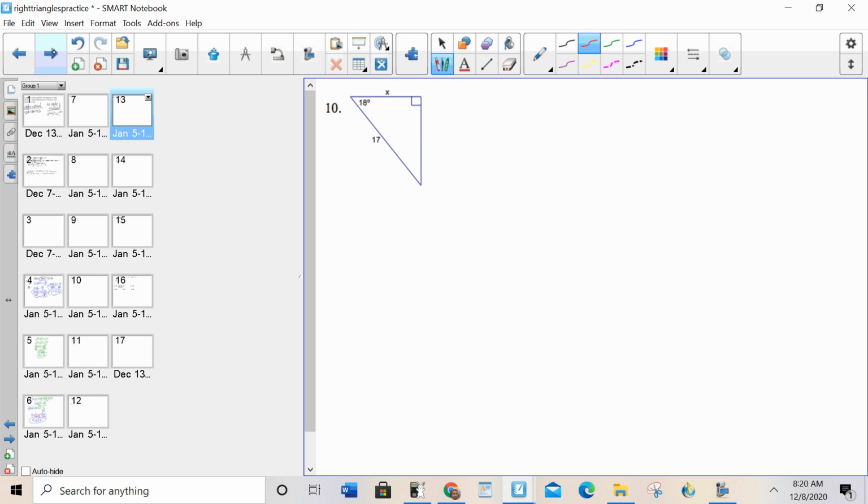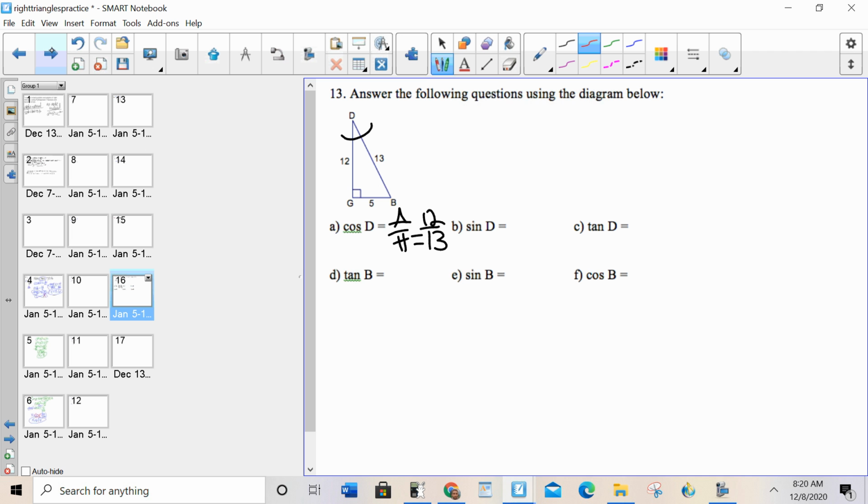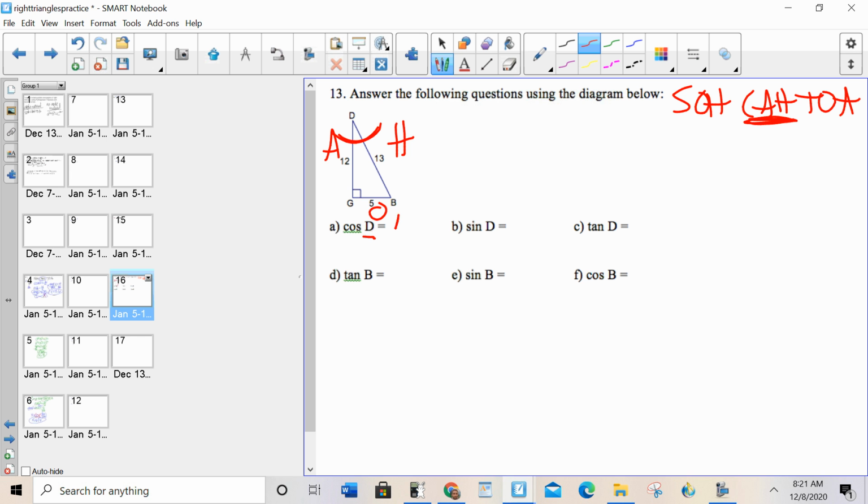I guess there's actually one more thing I can take a quick look at with you, and that would be number 13, which already has something done here. Let me just erase that. So here, I'm just asking you for trig ratios. So if I'm asking you for cosine of D, label, so let's mark D, label your H, your A, and your O. And then we're going to use SOHCAHTOA because it's asking for cosine in the first problem. Cosine is A over H.